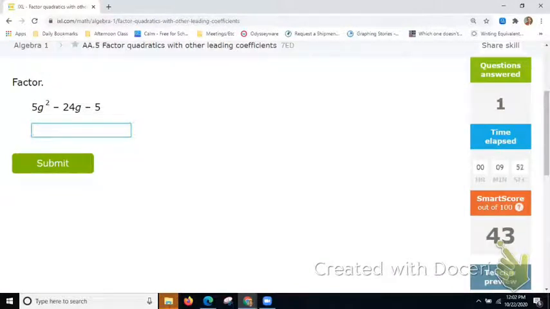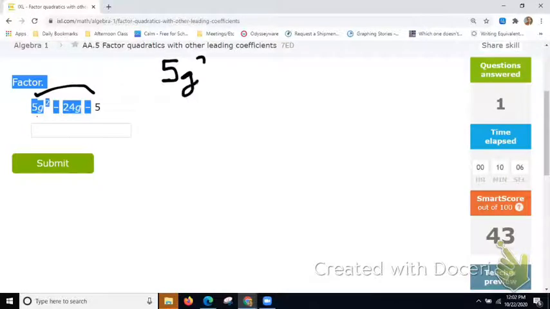Again, I'm going to show this one both ways. If you don't like both ways, that's okay. This time I'm going to erase in between. So first step, multiply A times C. Sorry about that extra. I don't know why that's like that. I'm not trying to highlight. So I have 5g squared minus 24g minus 5. And that gives me negative 25.